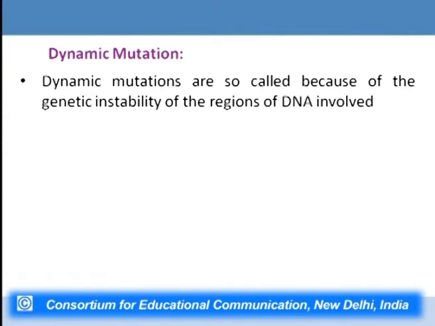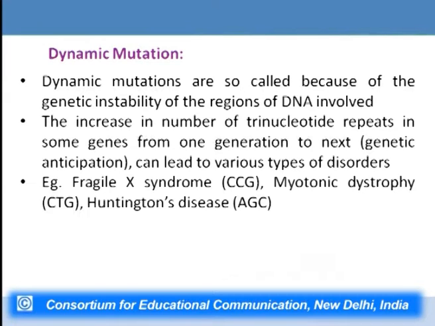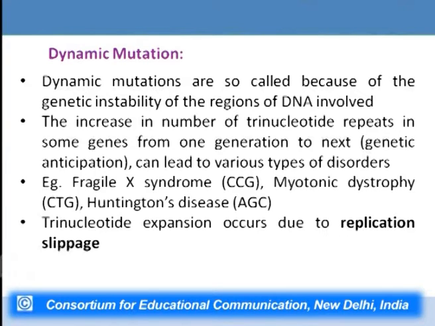Now, there are some mutations which are known as dynamic mutations because of the genetic instability of the regions of DNA involved in these mutations. These usually occur in regions which have trinucleotide repeats, and some genes have a number of trinucleotide repeats. Because of this particular mutation, the number of trinucleotide repeats might increase from one generation to the next generation, a phenomenon known as genetic anticipation. And this can lead to various types of disorders like Fragile X syndrome, Huntington disease, etc. This expansion occurs because of replication slippage.